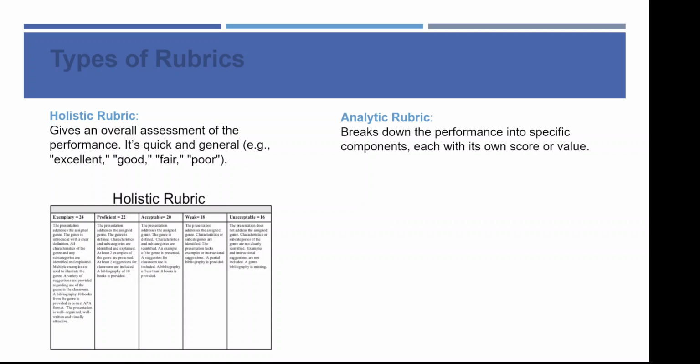In the holistic rubric, it gives an overall assessment of the performance. It's quick and general. For example, excellent, good, fair, or poor.